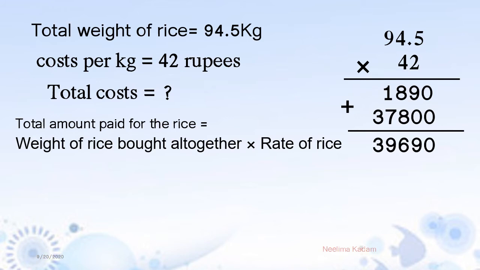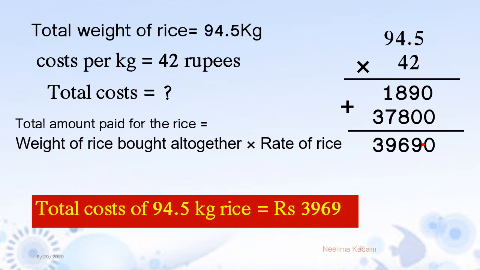Now we have to give the decimal point. So 1 here, so the decimal point will come over here. So the total amount paid will be equal to 3,969. Total cost of 94.5 kg rice will be 3,969 rupees. So in this way we can solve word problems.